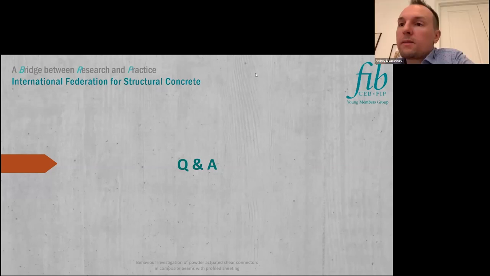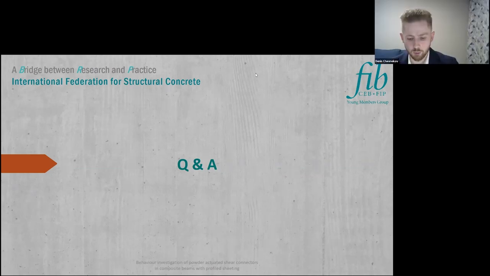All right. I think we have answered almost all the questions. And one more from Vlad. Are you installing connectors just to take shear force? After all, they also ensure that the steel deck and concrete work together and can be thought of as an external reinforcement. Yeah, it's a popular question.